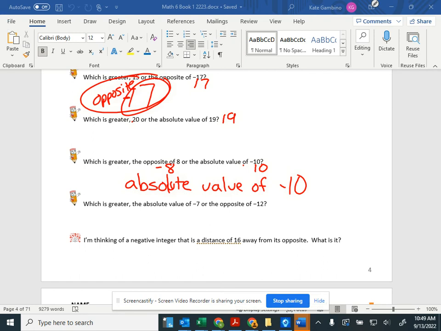Jillian. Do we have to explain our thinking on the last question? I'm thinking of a negative integer that is a distance of 16 away from its opposite. What is it? It does not ask you to explain your thinking. But it's always a good idea to explain your thinking.